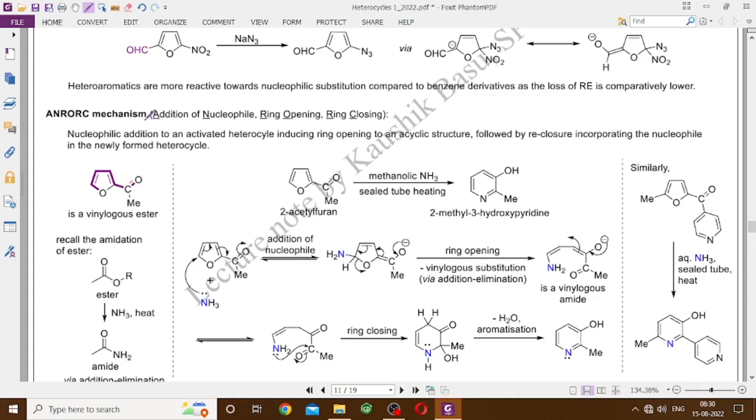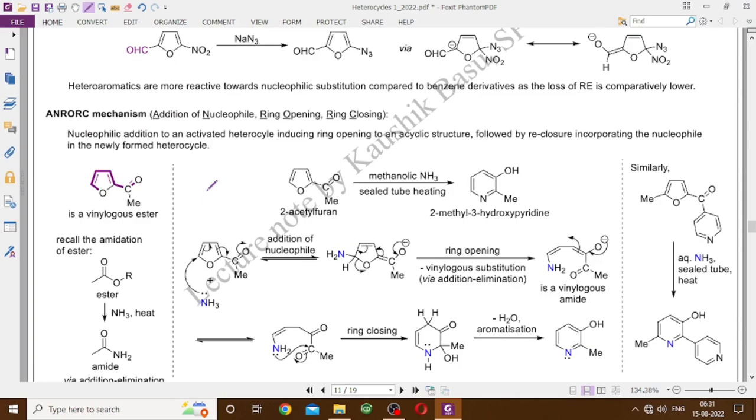The very first event is addition of nucleophile. So we take A and N from this. Then there is ring opening. So we take R and O from this. And the end game is ring closing. We take R and C from this. So this is the ANRORC mechanism.